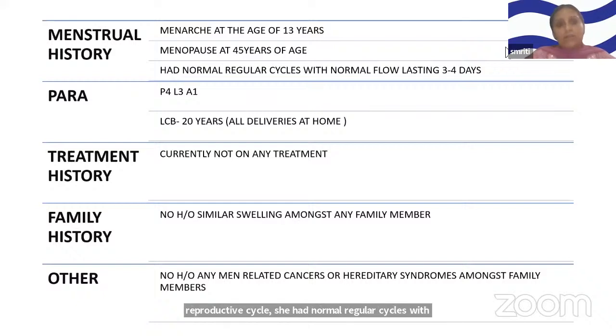She was para 4 with 3 live children and 1 abortion. Her last childbirth was 20 years back, and all the deliveries were conducted at home by a local midwife. Currently, the patient was not on any treatment, and there was no history of any similar swelling among any family member.